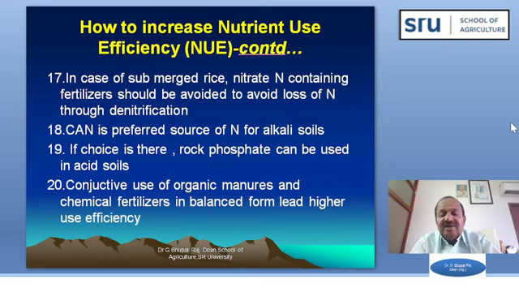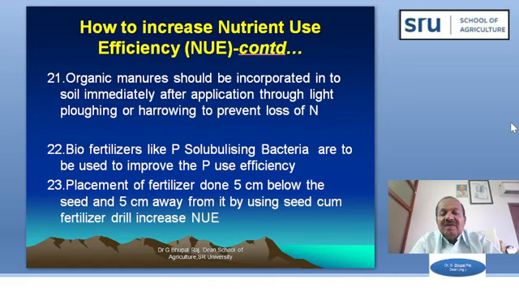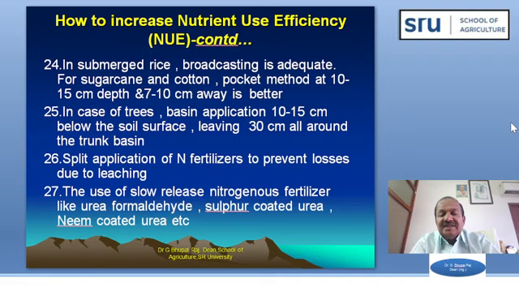Conjunctive use of organic manures and chemical fertilizers in balanced form leads to higher use efficiency of nutrients. Organic manure should be incorporated into the soil immediately after application through light plowing or harrowing to prevent the loss of nitrogen. Biofertilizers like phosphorus solubilizing bacteria are to be used to improve phosphorus use efficiency. Placement of fertilizer 5 centimeters below the seed and 5 centimeters away from it, using the seed cum fertilizer drill, will increase nutrient use efficiency.